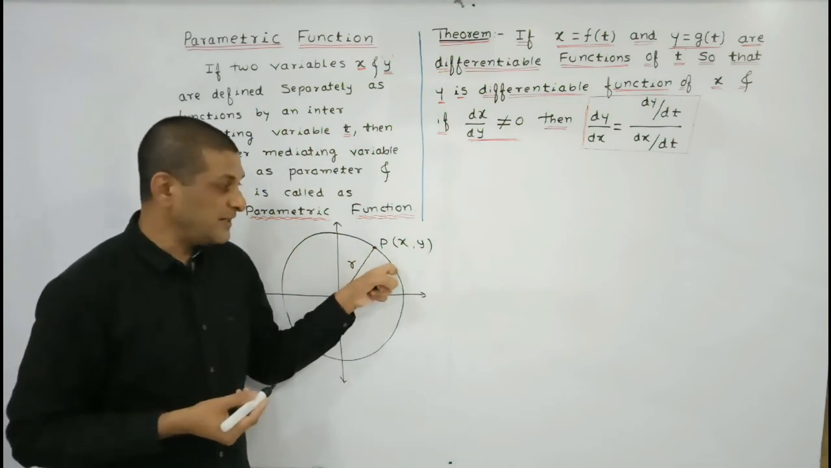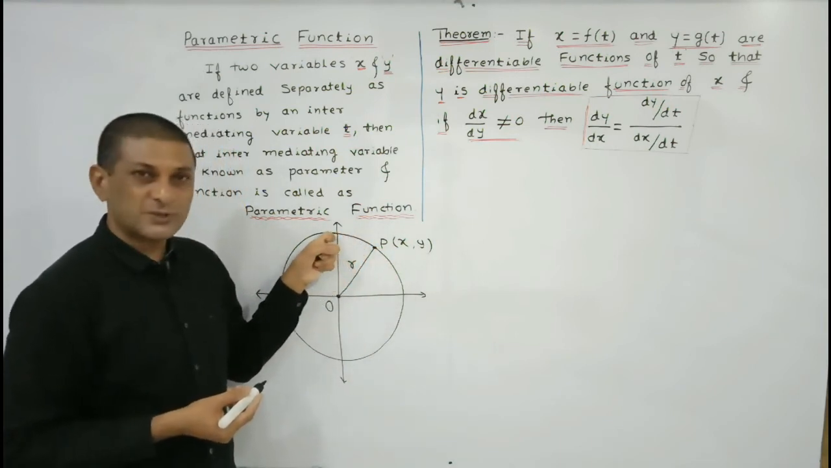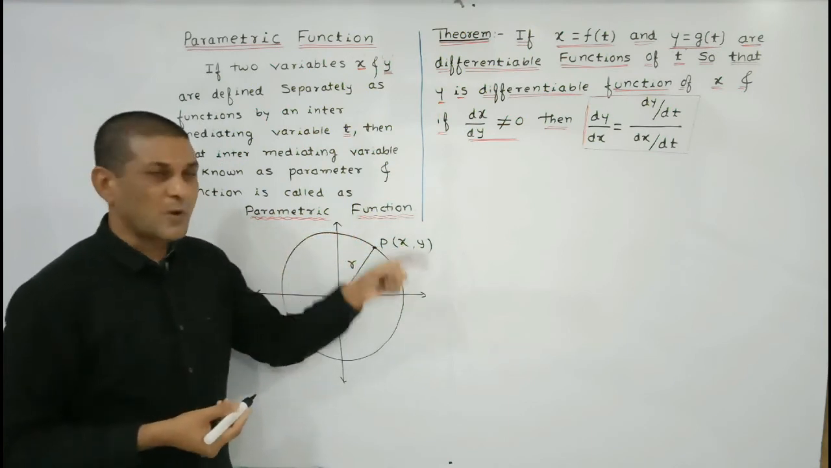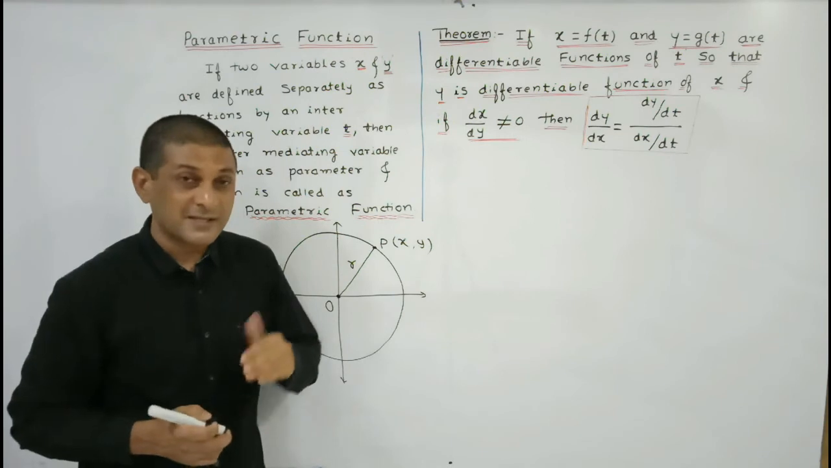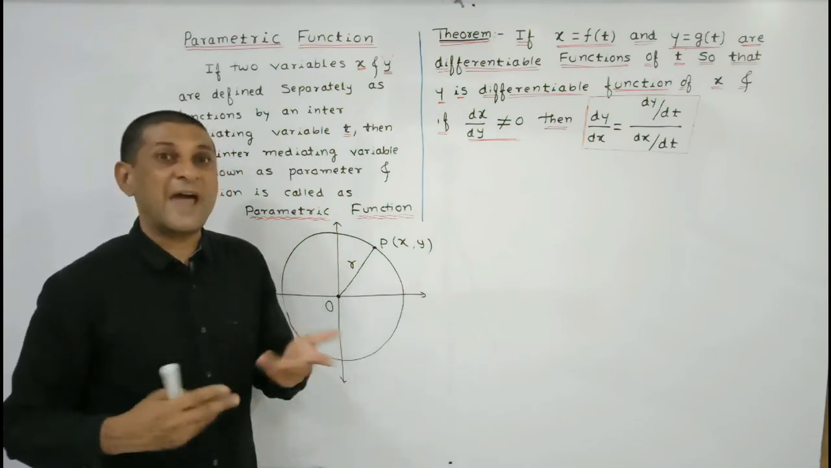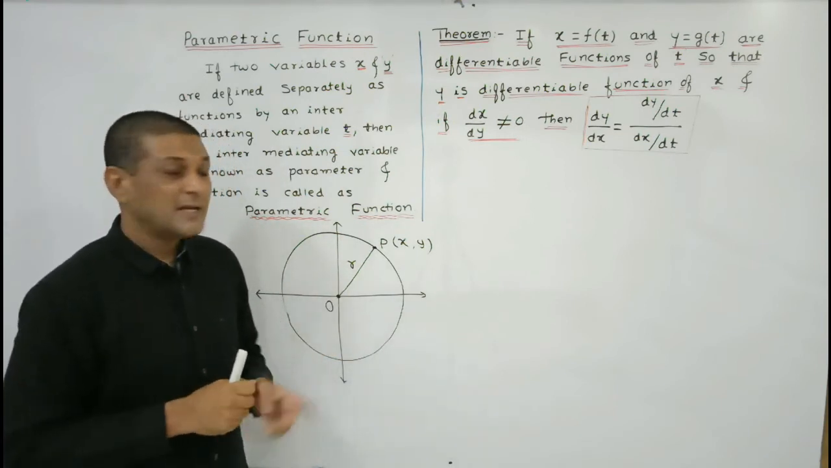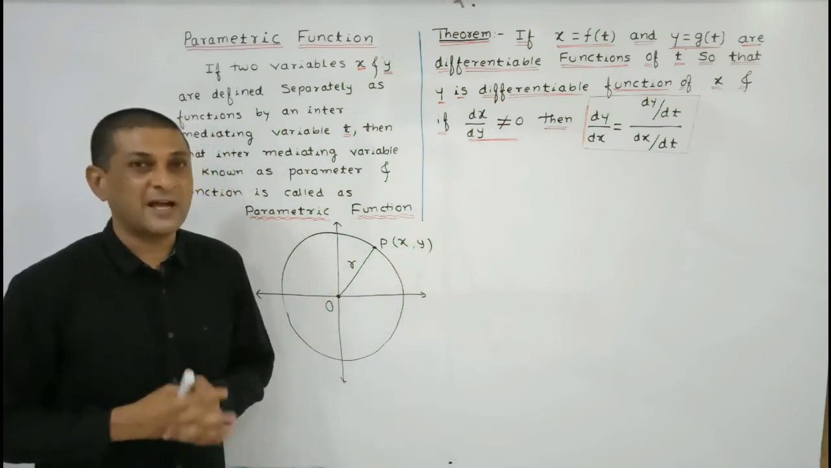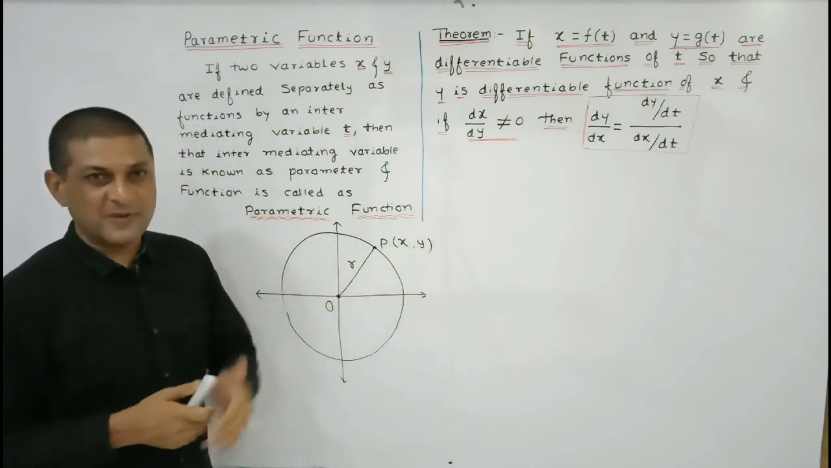As the position of the point on the circle changes, if I am shifting this point P on the circle, at that time its coordinates x and y will change. Changes means what? Varies. Varies means what? Variable. This means the values of x and y are varying, which means x and y are our variables, original variables.